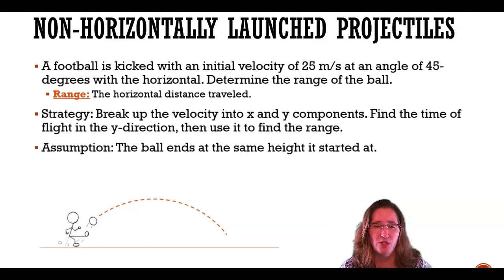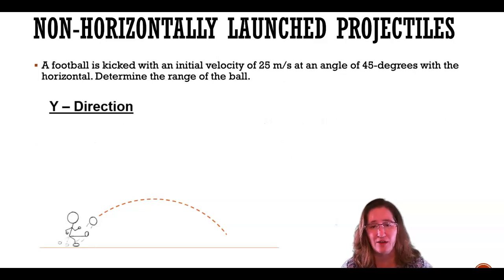So here's an assumption you have to make. They don't tell you how high the ball was off the ground when he kicked it, so you just have to assume that the ball ends at the same height it started at. You can say it must have started on the ground, but if they don't give you any way to account for that, you just have to assume that its ending height and its starting height are the same.